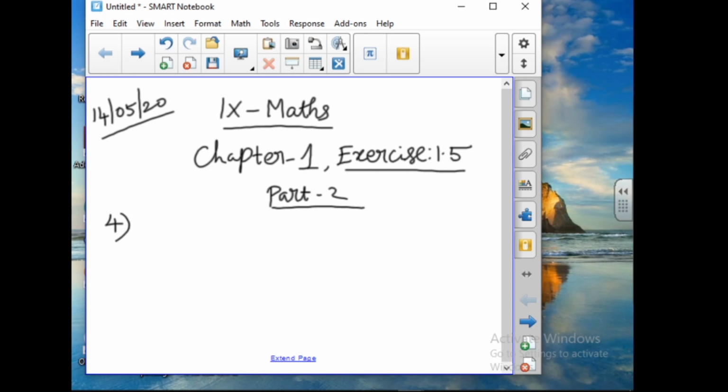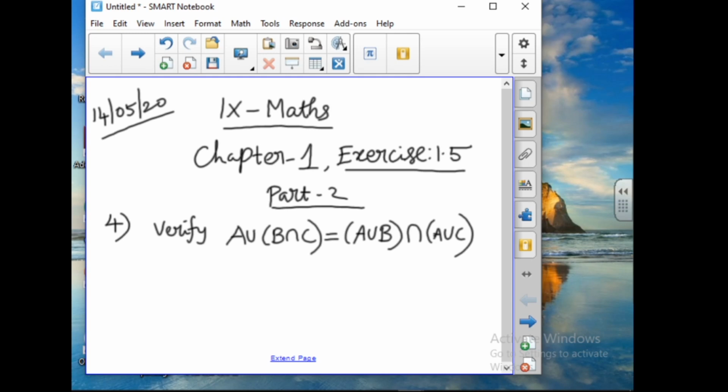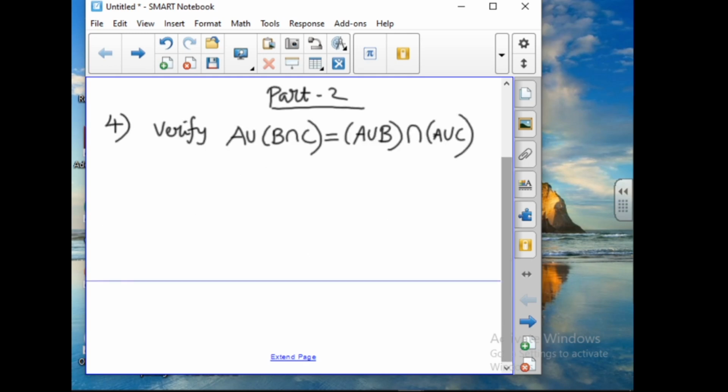Okay, verify A union B intersection C is equal to A union B intersection A union C using Venn diagrams. Okay, so we should check the condition using Venn diagram.